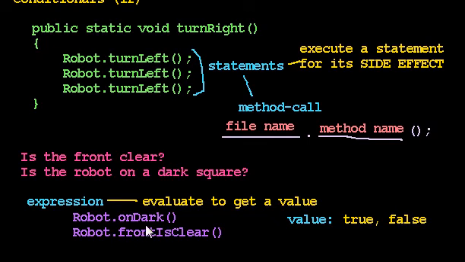And this is how we write that, robot.onDark. And is the space in front clear? Robot.frontIsClear. So we can test these things, and the answer we get when we evaluate these expressions, these are expressions because they give us values, we get an answer from them. When we evaluate these expressions, our answer will be true or false. And I don't think we gave that a name, but there's an important word for that. These are called Boolean values. True and false values are called Booleans.